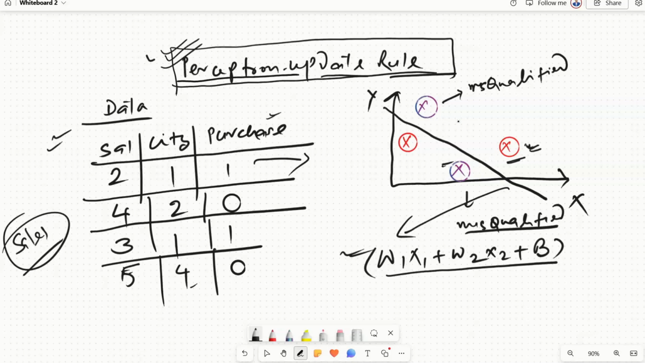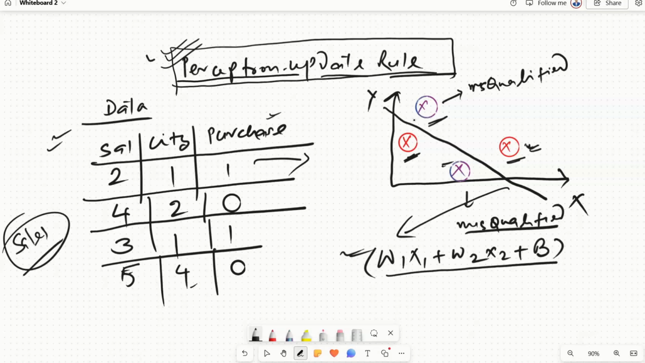But suppose this is the red point. Red points are all the points which belong to purchase happened, and this yellow or blue point is one of those points where purchase did not happen. Here I'm showing 2 points. The red points belong to the cluster where purchase happened. You can see that this point is a misqualified point, and again this point. My model is saying that purchase happened, but actually it belongs to purchase not happened.